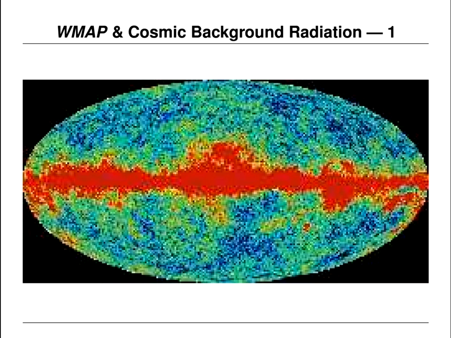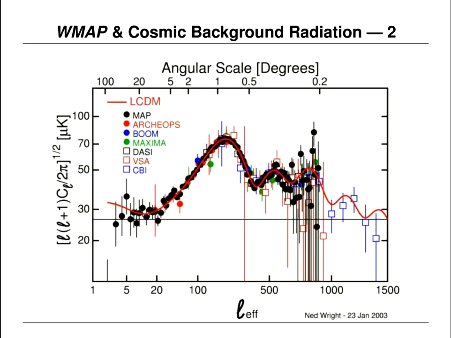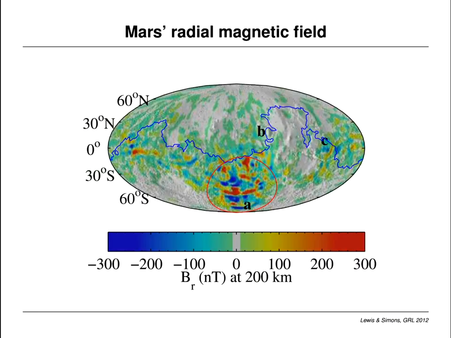In cosmology, this is what people do. This is what they want, a power spectrum as a function of degree, some normalized power spectrum, and then they fit curves through it with parameters that tell us something about the universe. Well, so here we just did this in our last few slides about the Martian magnetic field.